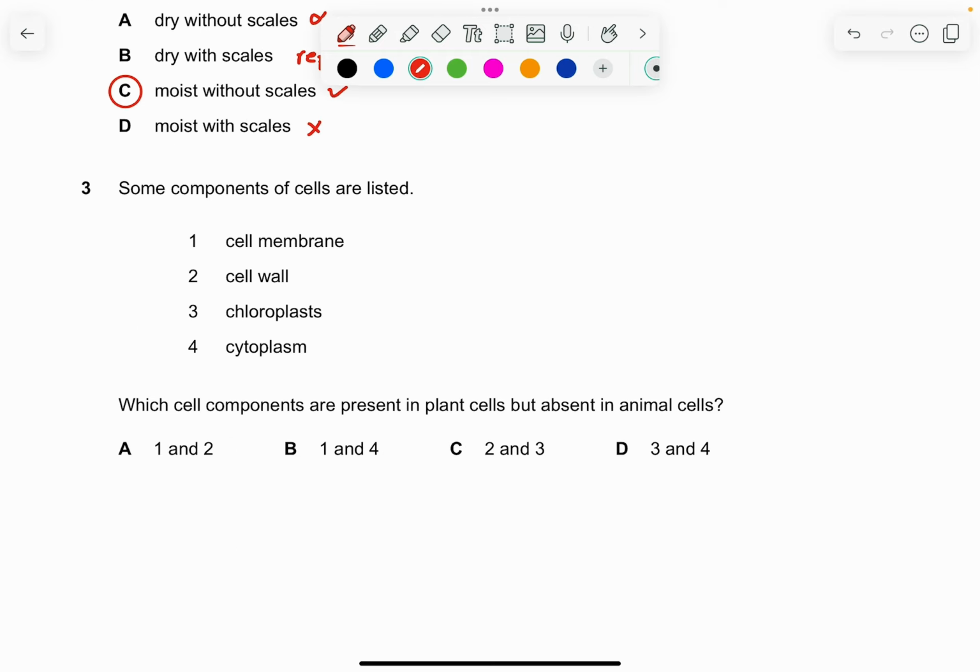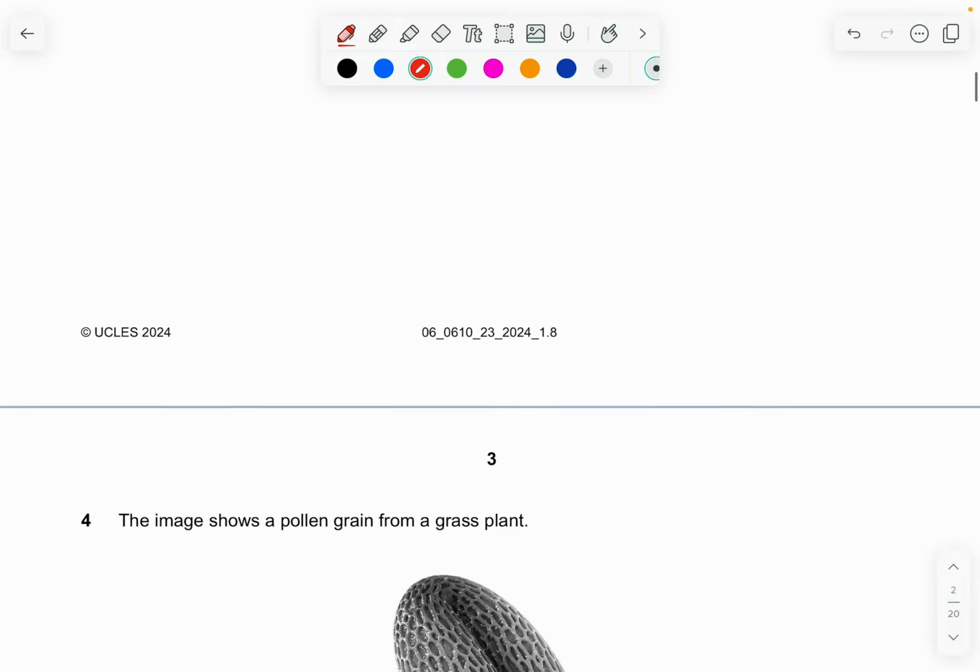Question 3. Some components of cells are listed. Which cell components are present in plant cell but absent in animal cell? So let's go through one by one. Cell membrane, both plant and animal has it. Cell wall, only plant. Chloroplast, only plant. Cytoplasm is in both plant and animal. So the answer is C.